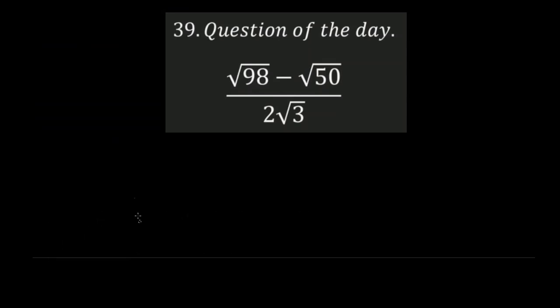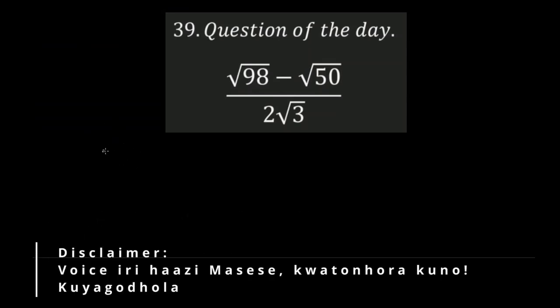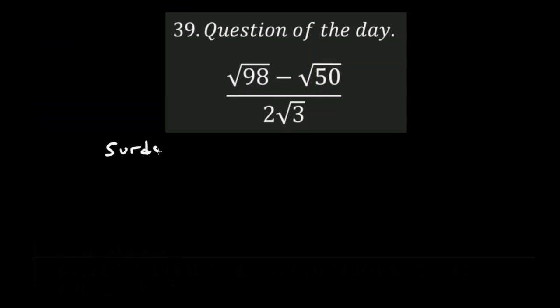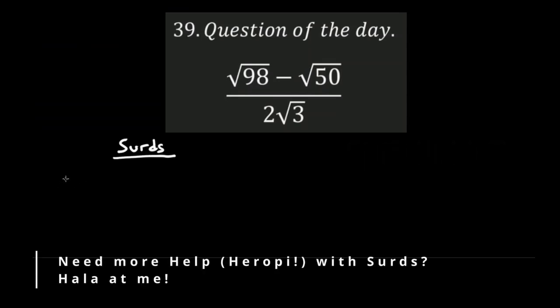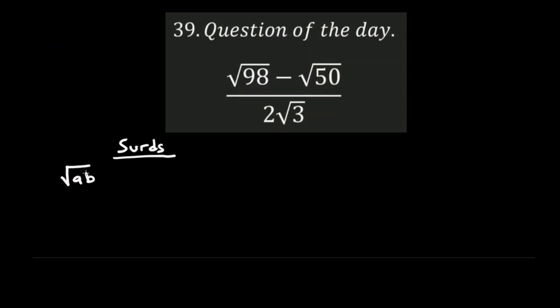How do we solve this question? First of all, we should understand surds. What are surds? Take for instance that we have a square root of AB. We can break up this square root into two. The square root of AB is equal to the square root of A times the square root of B.